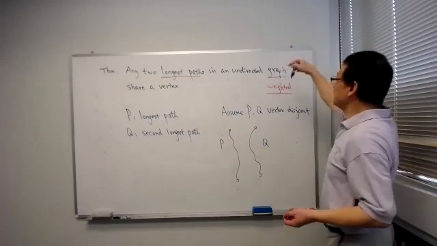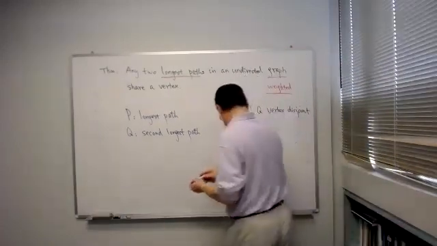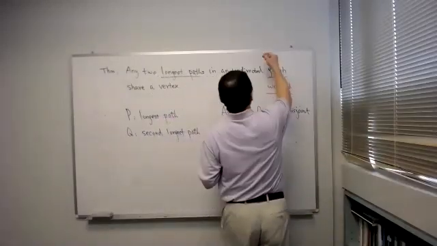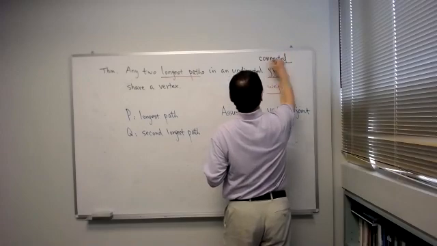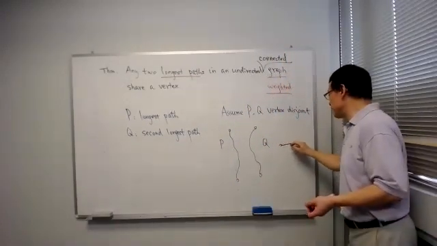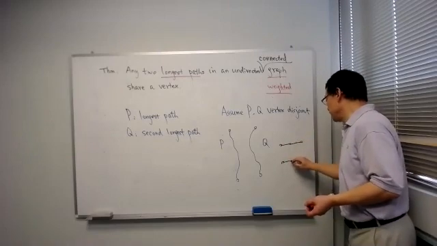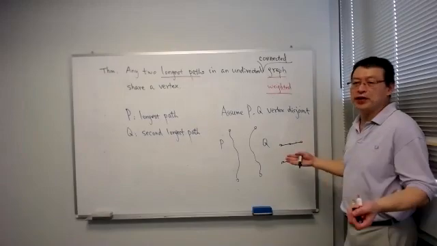I forgot one thing. Sorry, here should be connected. Sorry, here should be connected as well. The graph is connected. Otherwise, of course, they cannot share. They may not share. For example, if this one is not connected, if that's a graph, of course, that's the longest one. The second longest one is to share the points.